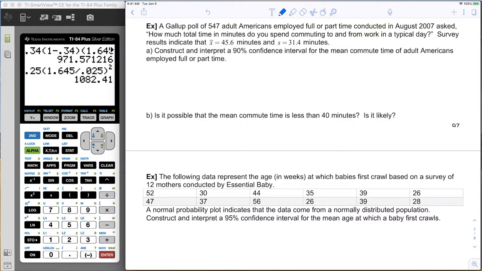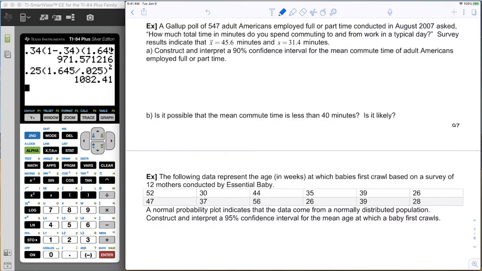So remember that the population mean is probably not equal to the sample mean. We can almost certainly say that the population mean is not 45.6 minutes. However, it's probably close to that, as long as the sampling technique was done well, which is why a confidence interval is created around x bar, and the confidence interval will most likely contain the actual value of the parameter.